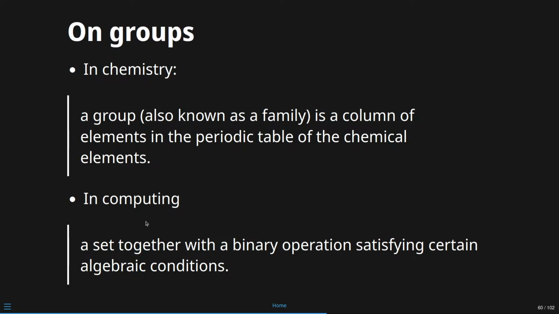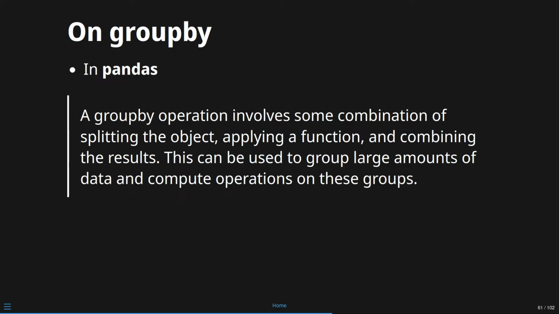We're not talking about a set together with a binary operation satisfying certain algebraic conditions. We're not doing that. We're talking about this one a little bit. A group, also known as a family, is a column of the elements in the periodic table. They're just columns. But they're columns in the periodic table, and we're also using columns to refer to columns in our data frame, right? We're just in big trouble here, right? So there we go. And then we got pandas, and we all love pandas.